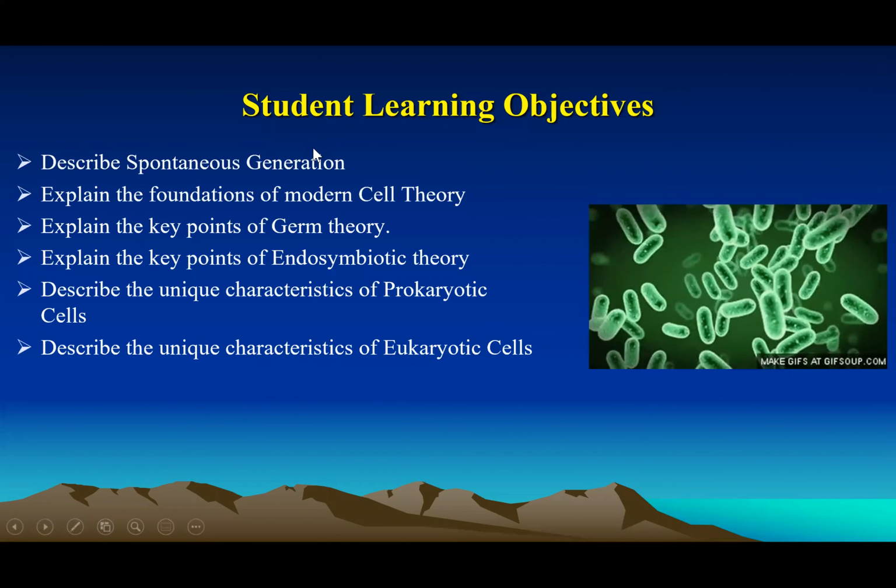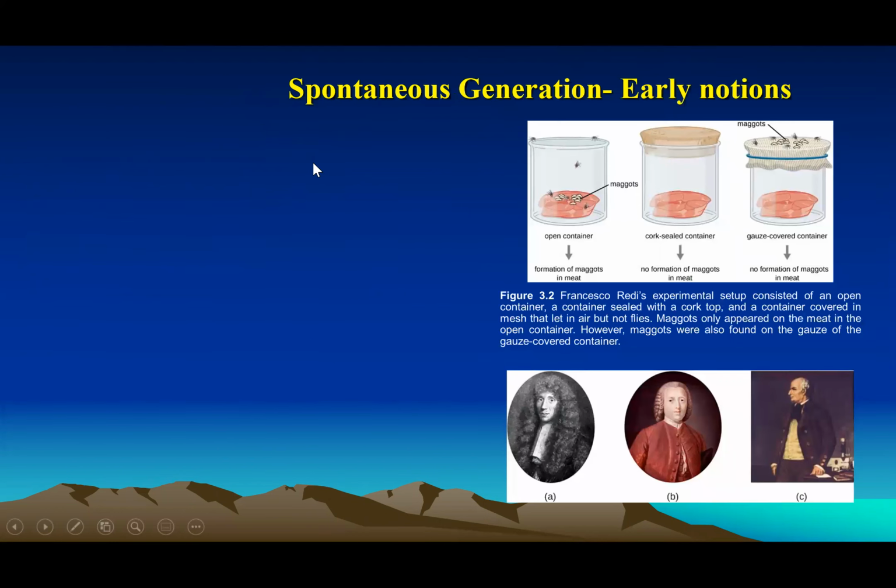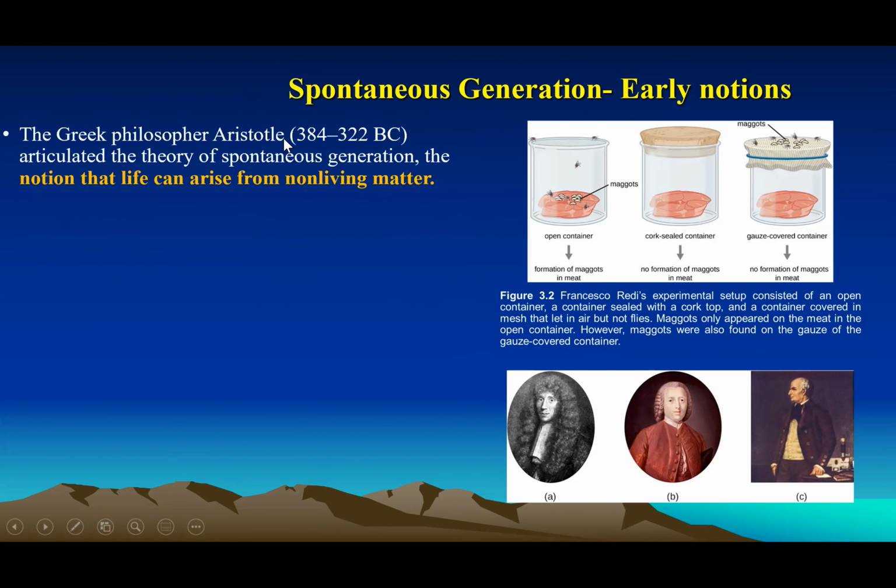So let's see what spontaneous generation is. Even before BC, Aristotle, who lived in the 300s BC, is thought to be the father who started this thinking of spontaneous generation. It's this notion that life can arise from non-living matter.